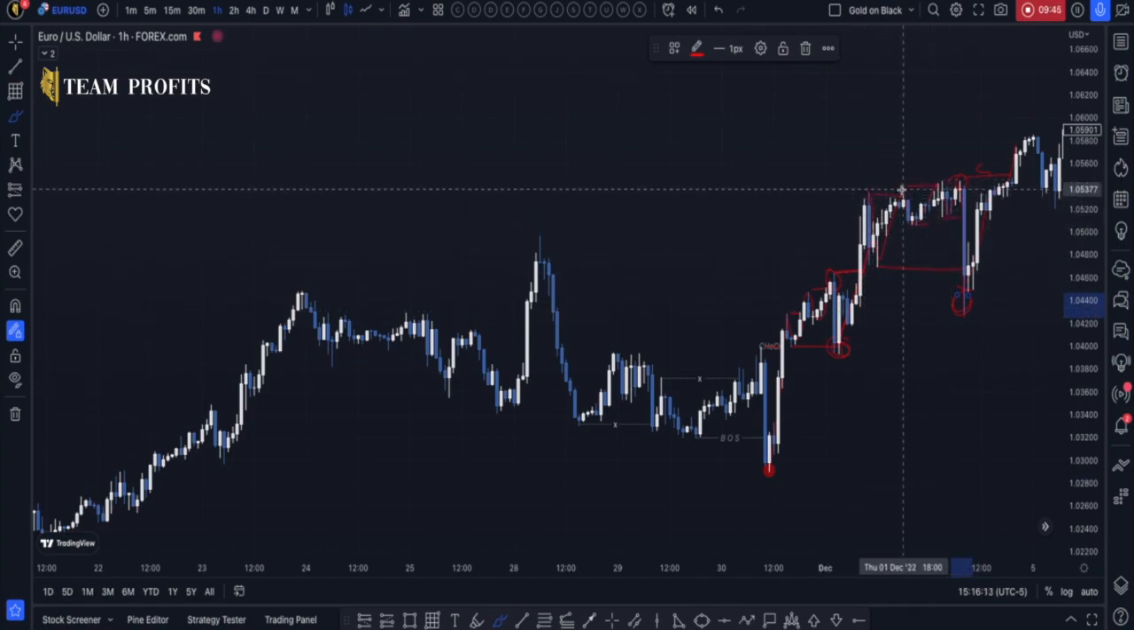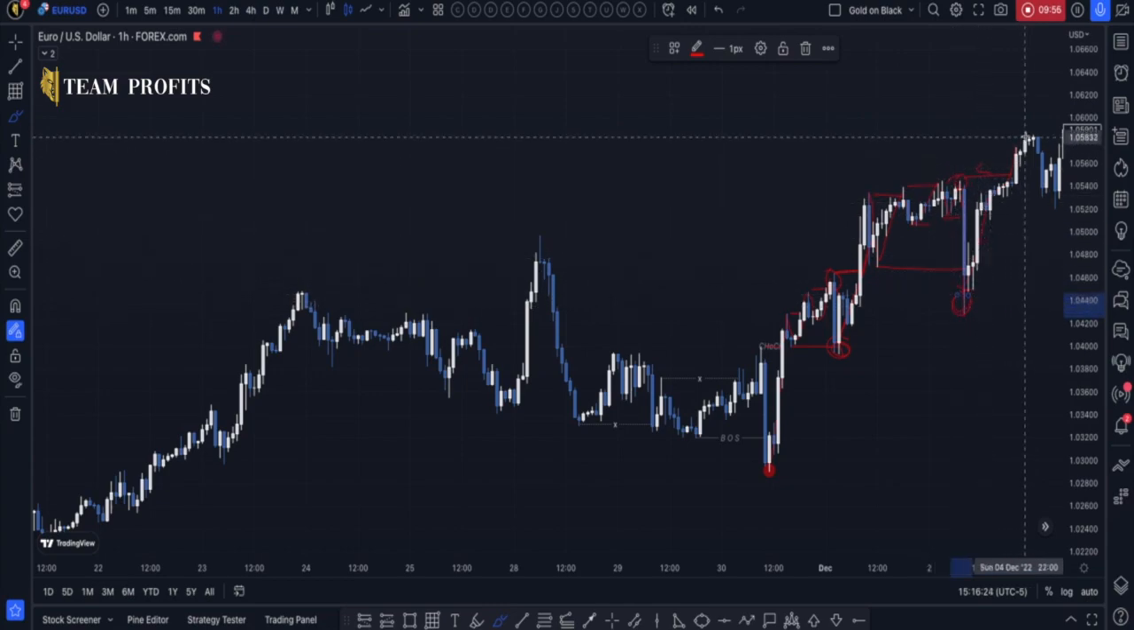This is not a higher high. You have to wait for the confirmed higher high. Confirmed higher high right here. Confirmed higher low. Confirmed higher high. Confirmed higher low. And so on, right?